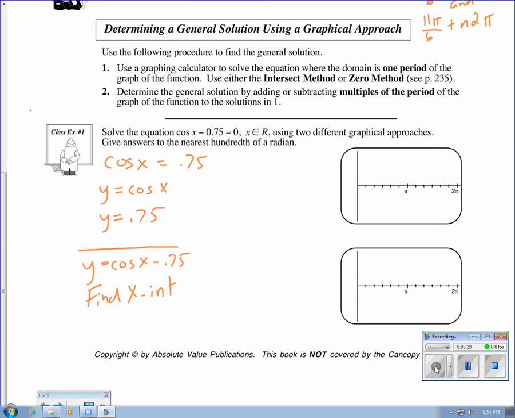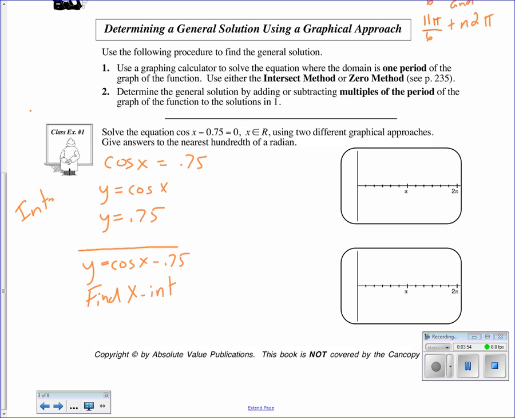So there are two graphical approaches that you can build. You can solve cosine x minus 0.75 equal to 0, to say cosine x equals 0.75. And then you can graph y equals cosine x and y equals 0.75 and see where those graphs intersect. So that would be the intersection method. The other thing you could do is graph the equation as it was presented, make a y equals statement and find the x-intercepts. So I'm going to get both those graphs.